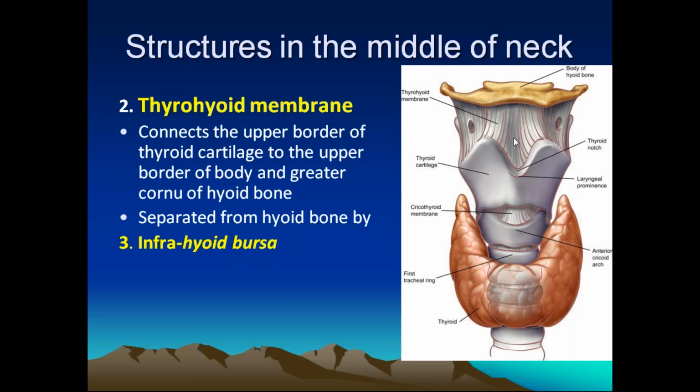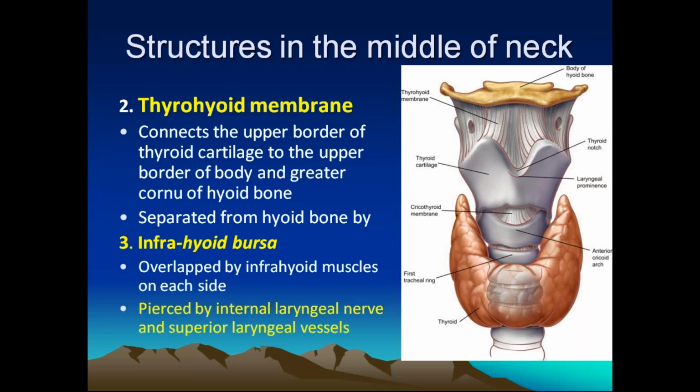Okay, and this important part, the thyroid membrane, is overlapped by the infrahyoid muscles on either side, and you can see an opening in the thyroid membrane. This opening is due to structures piercing the thyroid membrane. There are two structures piercing it: one is the internal laryngeal nerve and the other is the superior laryngeal vessels.